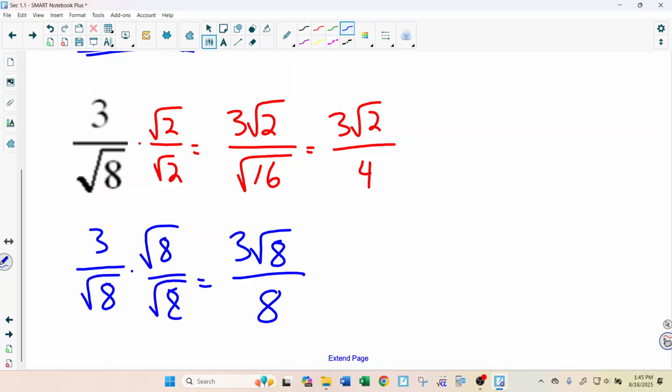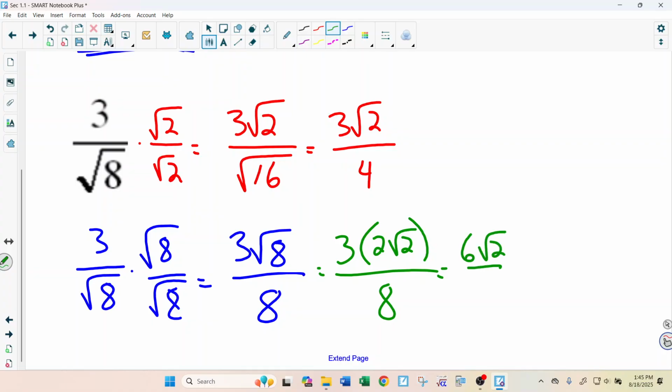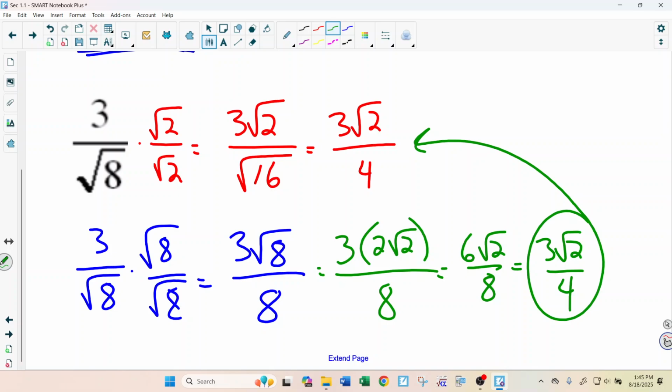However, that fraction is not simplified completely because, as we talked about earlier, 2 square root of 2 is equal to square root of 8. So this would give me 6 square root of 2 over 8. And then if I simplify that fraction, I end up with the same thing. So different ways of simplifying the fraction.